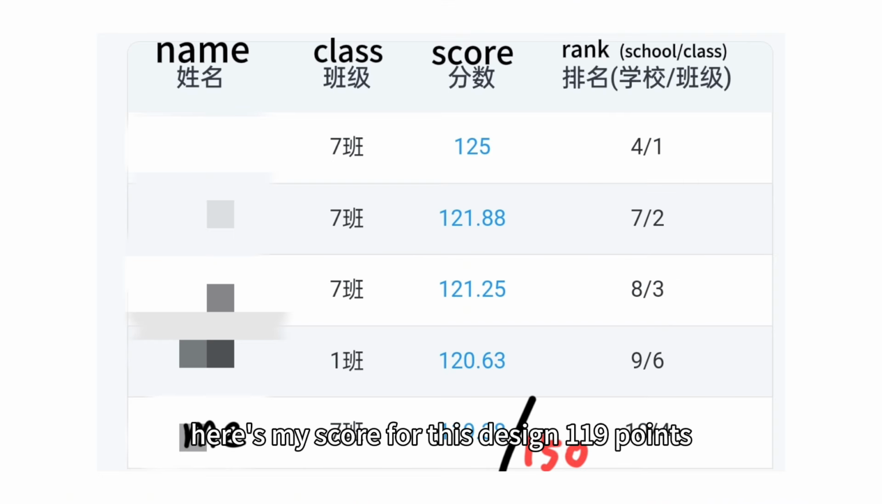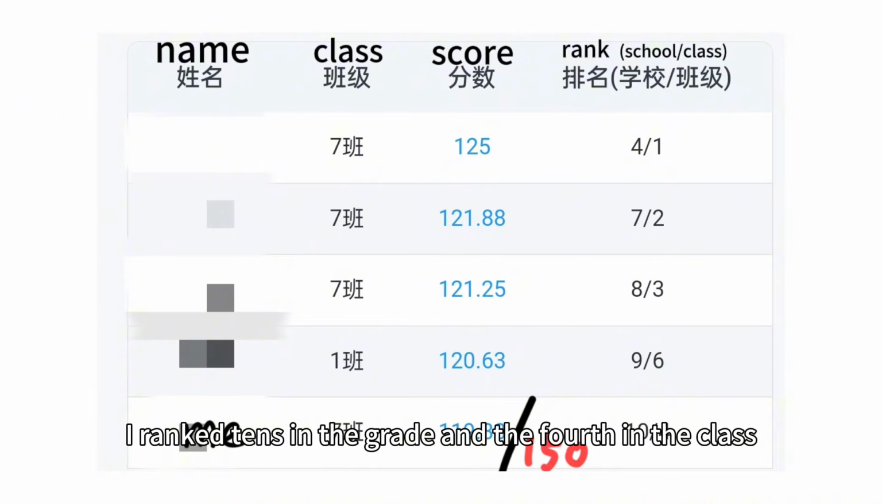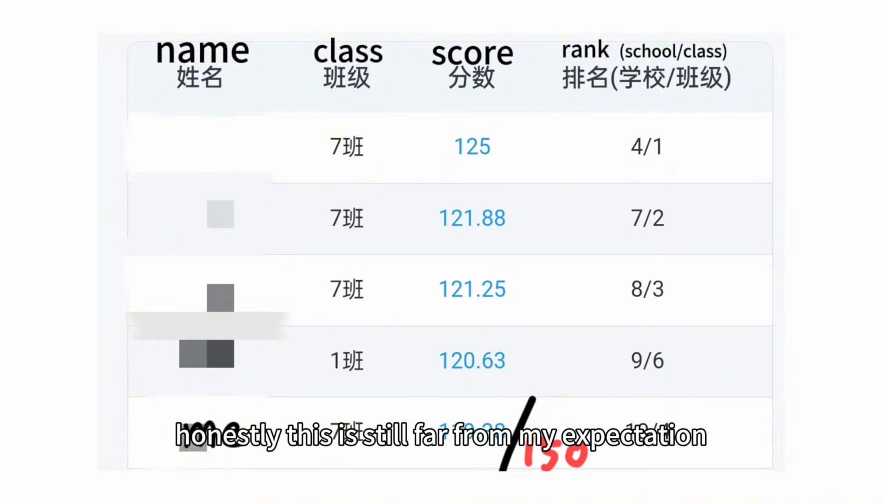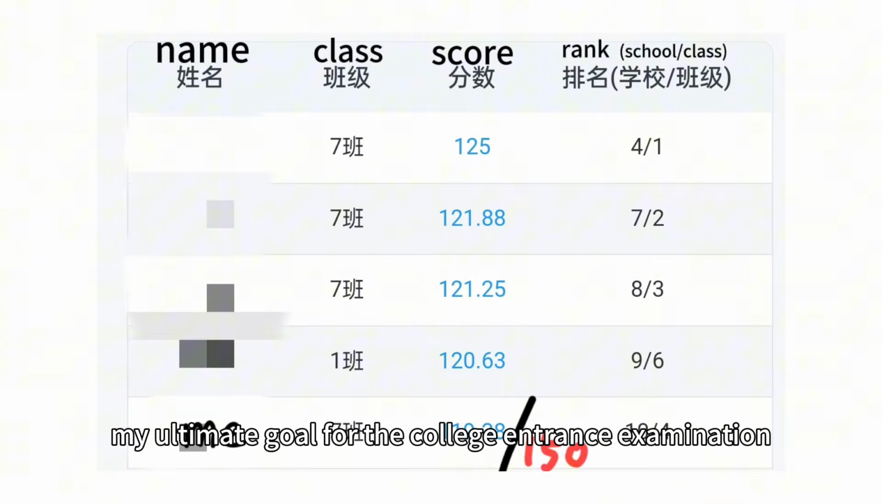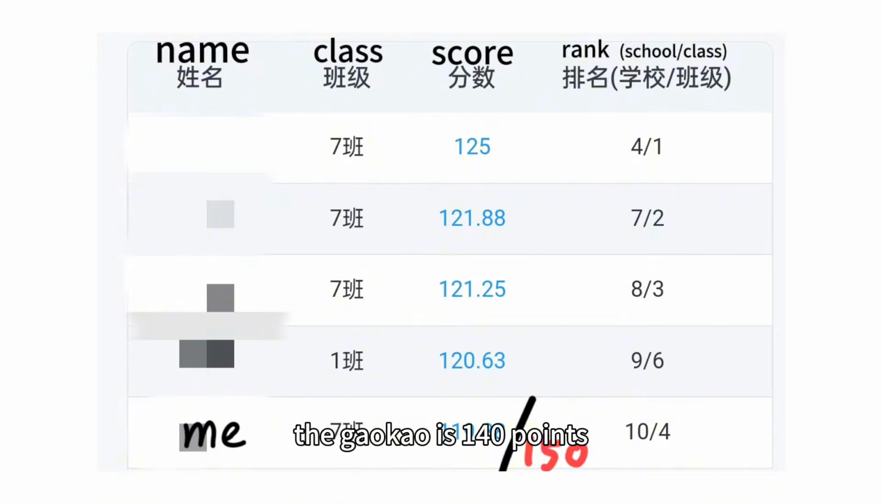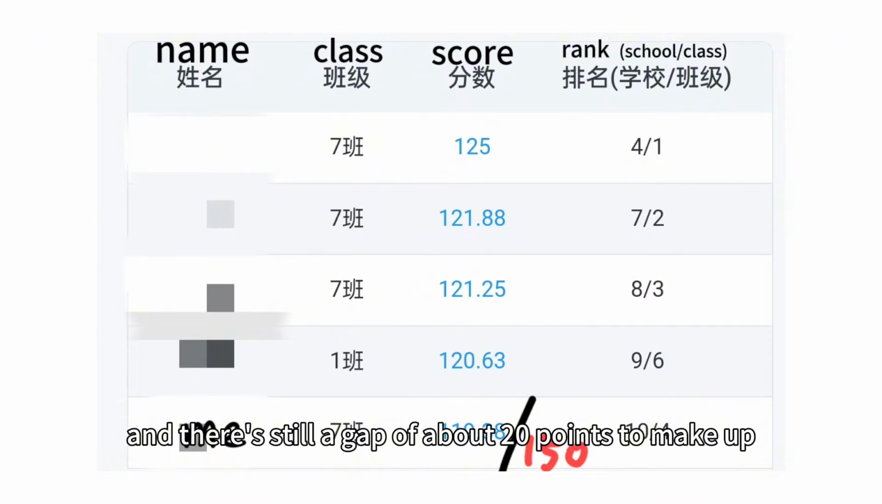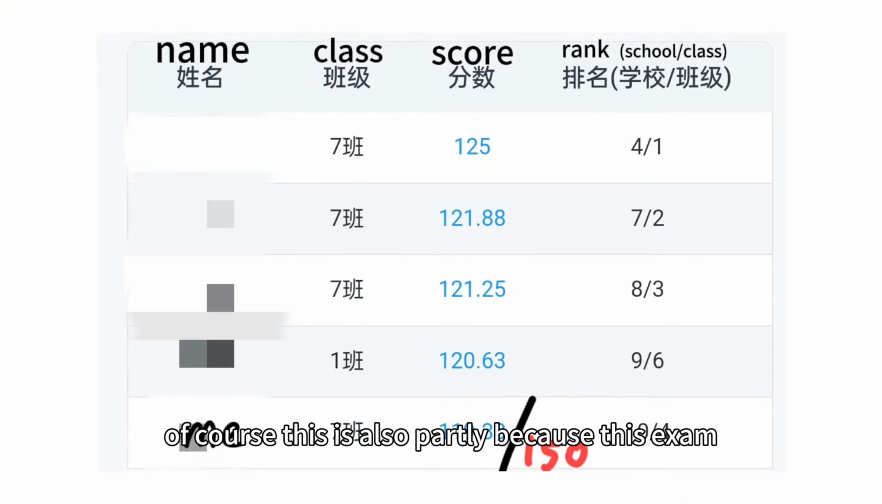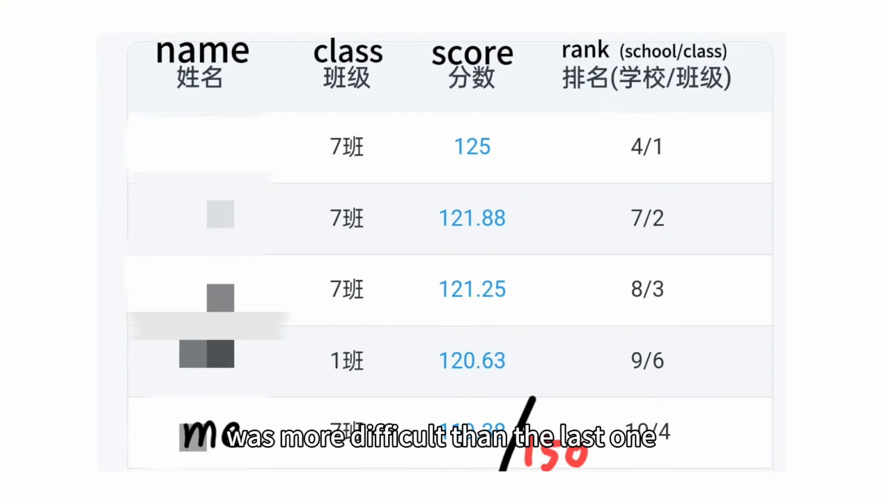Here's my score for this exam, 119 points. I ranked 10th in the grade and 4th in the class. Honestly, this is still far from my expectation. My ultimate goal for the college entrance examination, the Gaokao, is 140 points, and there's still a gap of about 20 points to make up. Of course, this is also partly because this exam was more difficult than the last one.